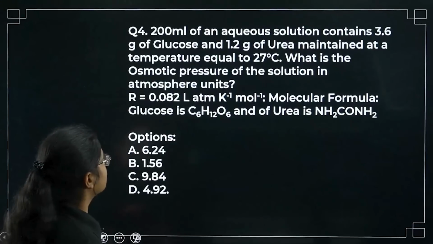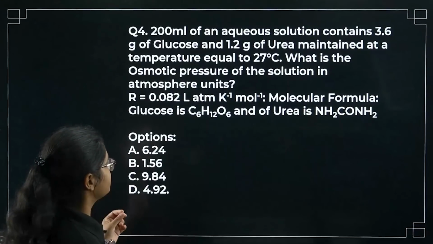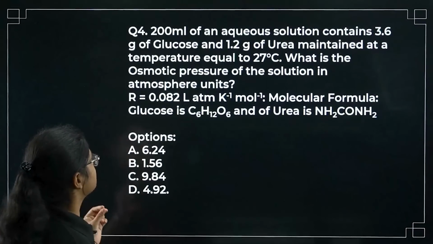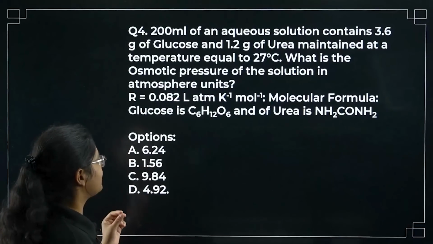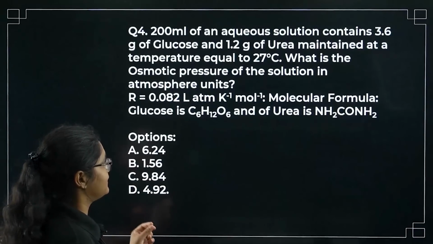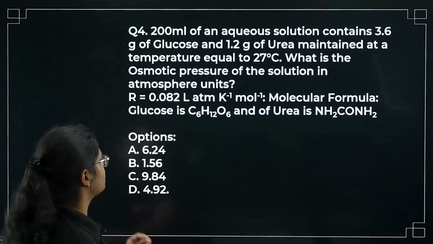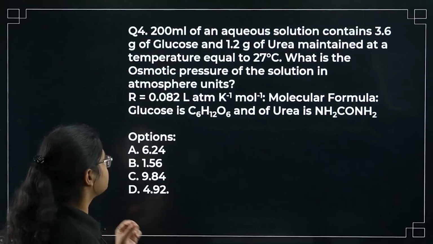Next, moving to question number 4. 200 ml of an aqueous solution contains 3.6 gram of glucose and 1.2 gram of urea maintained at a temperature equal to 27 degrees Celsius. What is the osmotic pressure in atmosphere units?